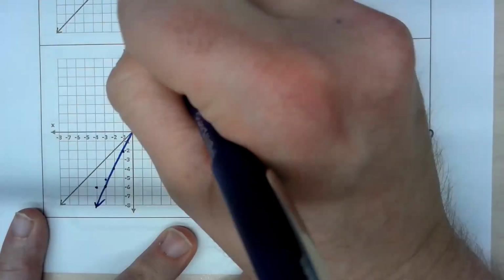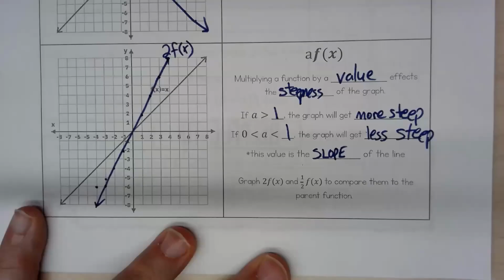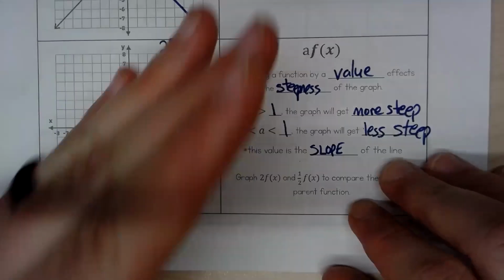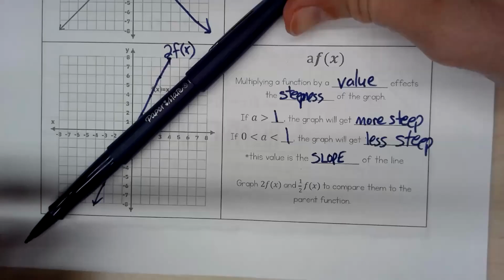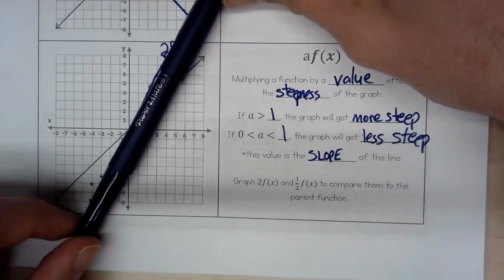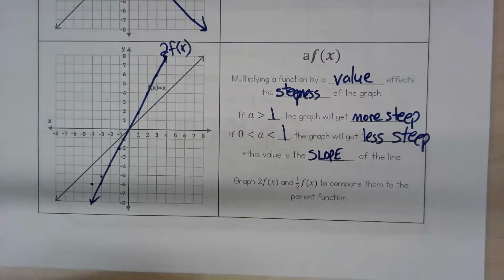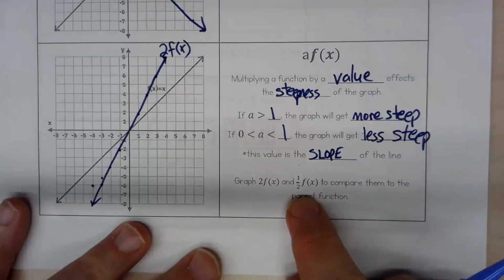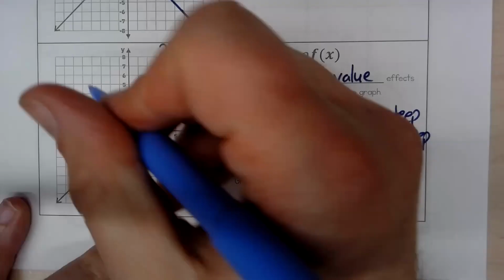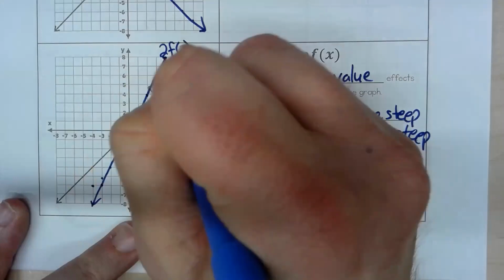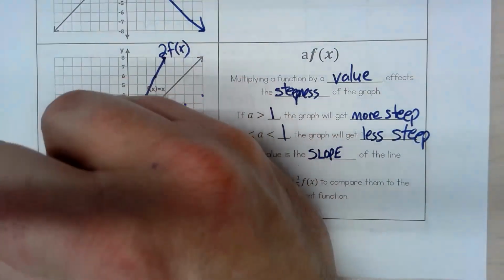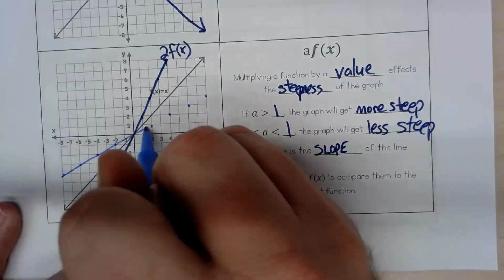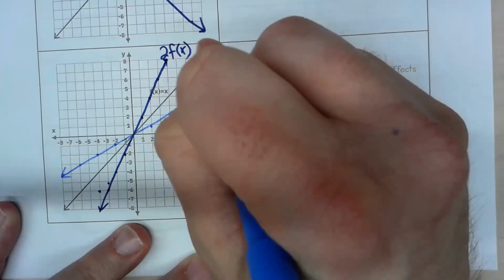So 2 f of x. It's just our line. I used my original line, but now it's just steeper. And likewise, if I do 1/2 f of x, well, again, 1/2 is my slope. I go up 1 over 2, up 1 over 2, up 1 over 2, up 1 over 2. So 1/2 f of x.